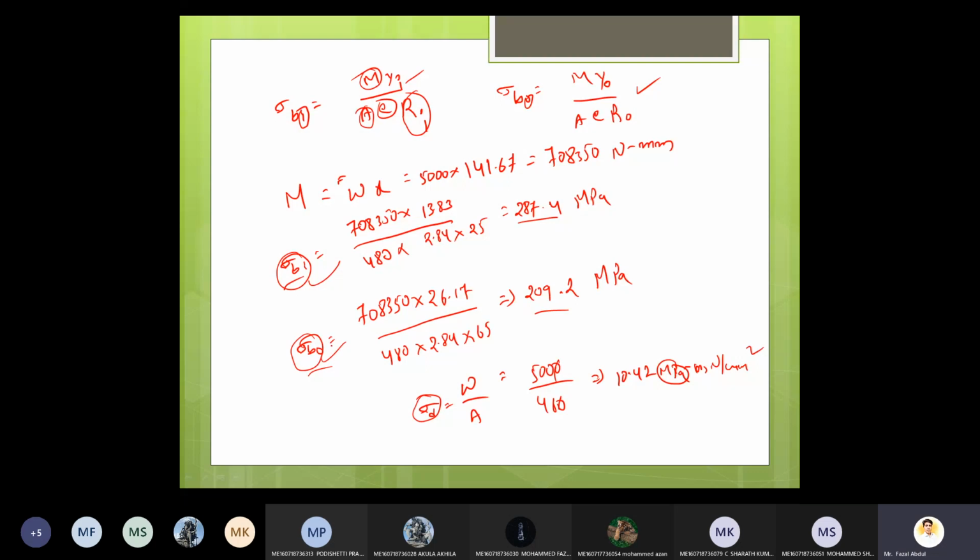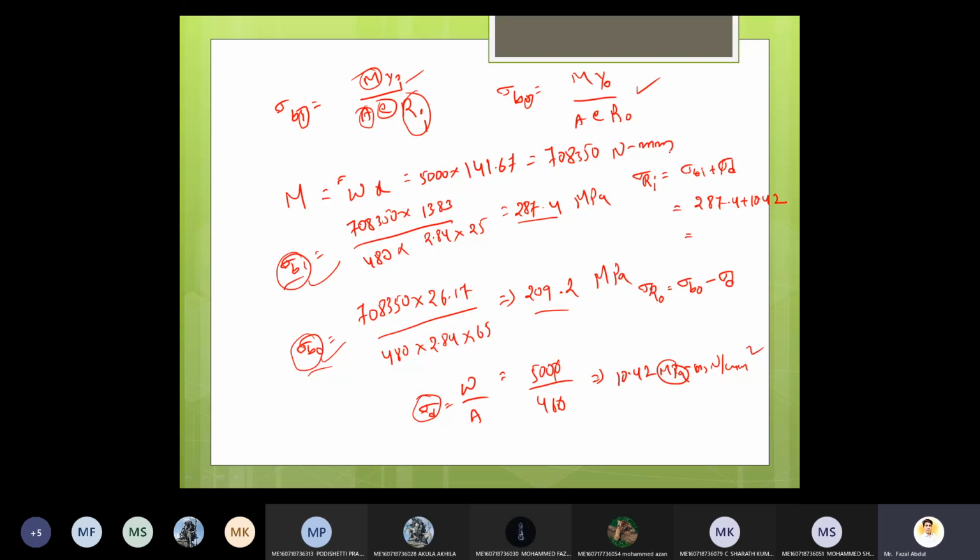So that's the reason the resultant bending stress at the inner fiber is sigma bi plus sigma direct. So how much is this? 287.4 plus 10.42. Now sigma r, the resultant at the outer fiber, is sigma b naught minus sigma d.